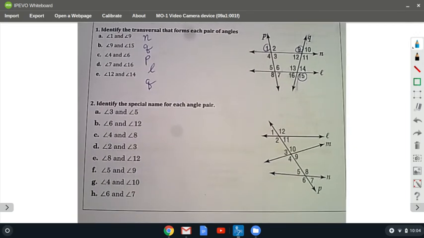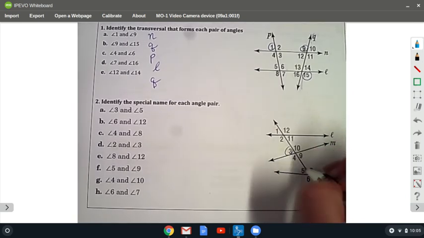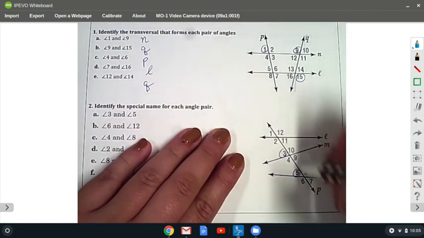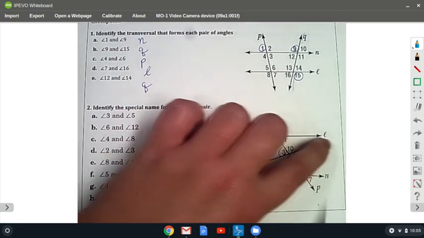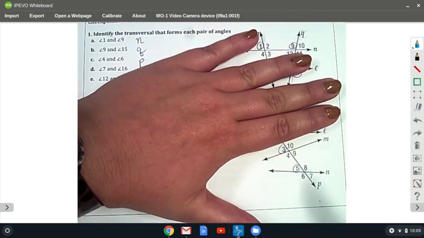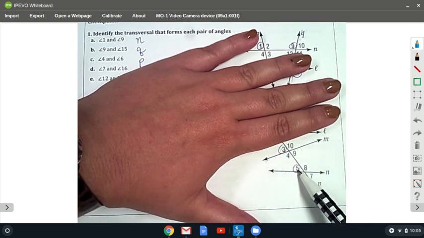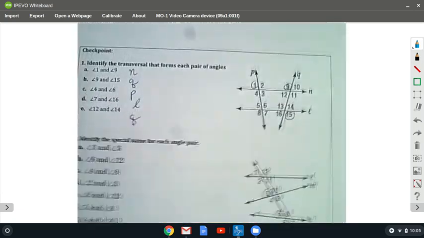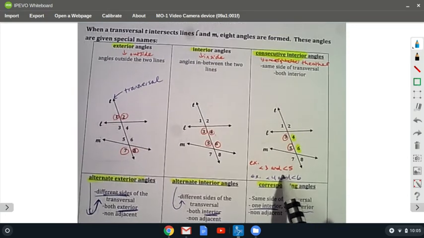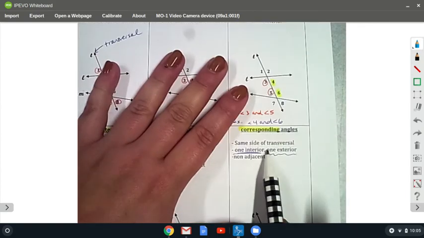Identify the special name for each angle pair. So first we have 3 and 5. There are a lot of different things going on here. So there's one transversal, but there are 3 different lines, so it gets kind of confusing. So I like to cover this one up so I can see better. You can see here that these are my 2 lines. One is exterior, one is interior, and they're on the same side. So when I go back over here, I'm looking for something on the same side, so not alternate. And I'm looking for one interior, one exterior. This is interior, so it can't be that. So it's going to be corresponding.